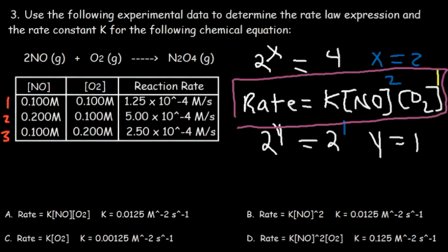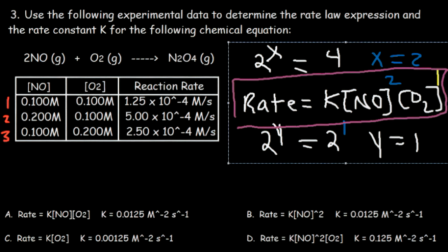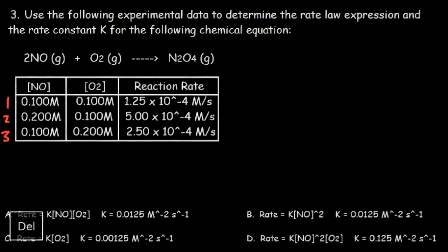So let's find out if there's another way that we can get the answer, because maybe you don't see it conceptually. Maybe you prefer to use equations. So we're still going to use the first two trials to find the order for NO. So the way we can write the equation, it's going to be like this.